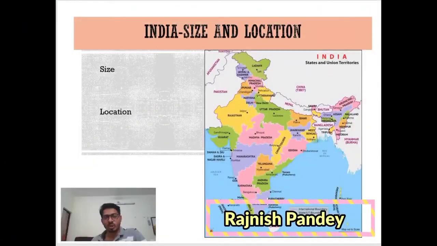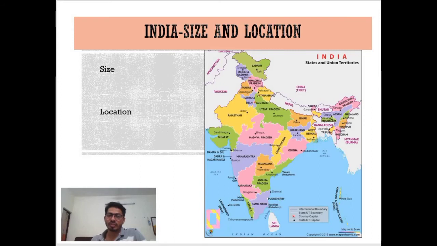Hello everyone. Today we are going to learn about grade 9, chapter number 1 of geography, that is India's size and location. Basically, in this lecture we are going to discuss the size and location of India. Here I have given you one map that shows states and union territories. You should know all the states and their capitals and where they are located.